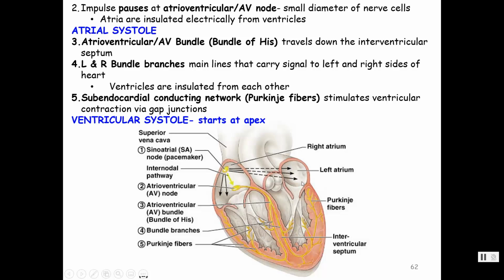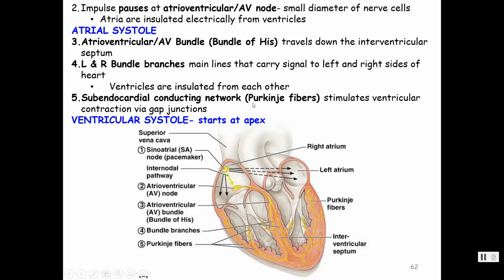So we get atrial systole, and then that message is going to go down that atrioventricular bundle, or the bundle of His, and then it's going to branch. So we're going to have a right bundle branch and a left bundle branch, and then it's going to take that message to the ventricular myocardium through, and this is not taking off, but the subendocardial conducting network. That is a mouthful. So it does tell you, though, it's beneath the endocardium, and it is a conducting network.